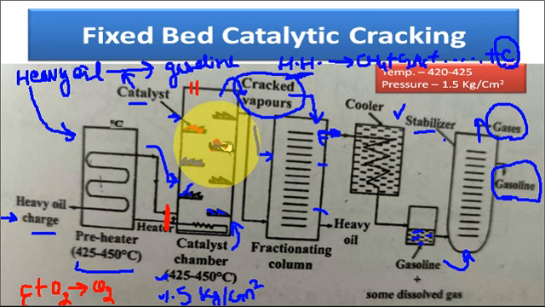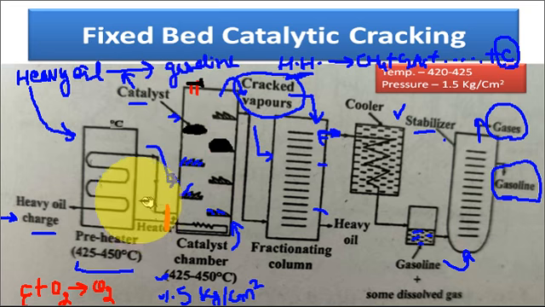This surface is again free and the fresh catalyst is now exposed for the further reaction. So now this is again in its original form. So this is how we regenerate the catalyst. Again we stop the air supply from here and we can start the heavy oil vapors passing from this side. So this is the fixed bed catalytic cracking process.